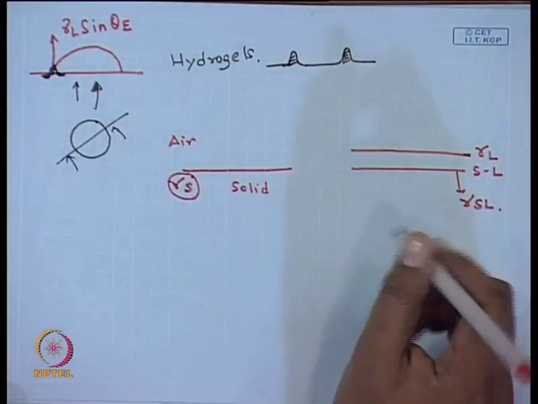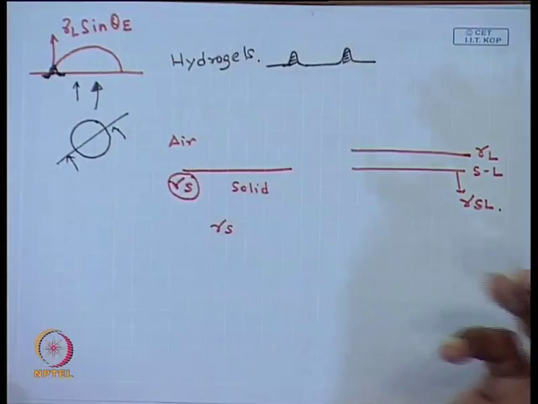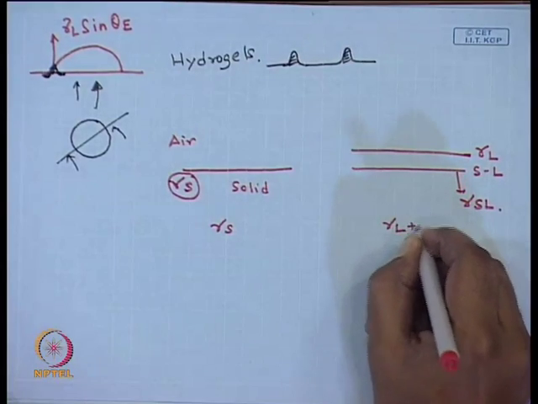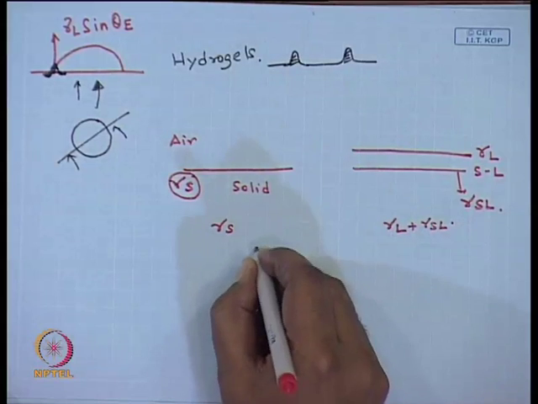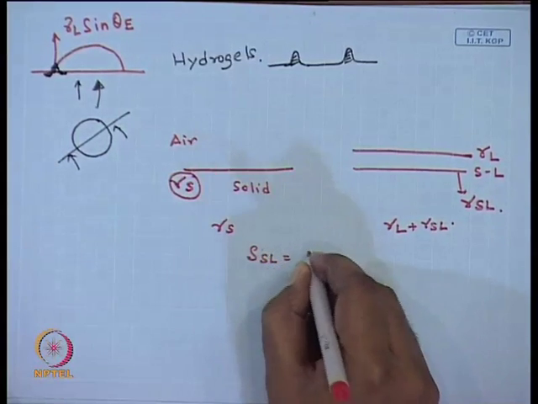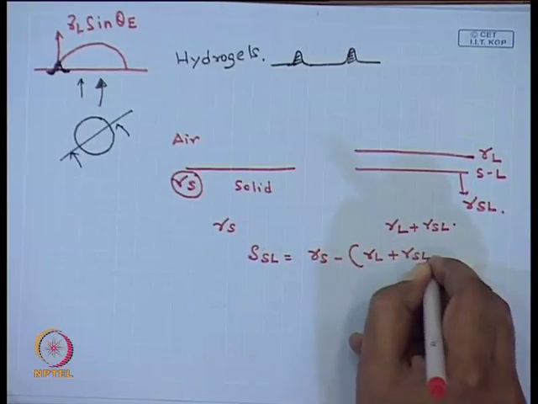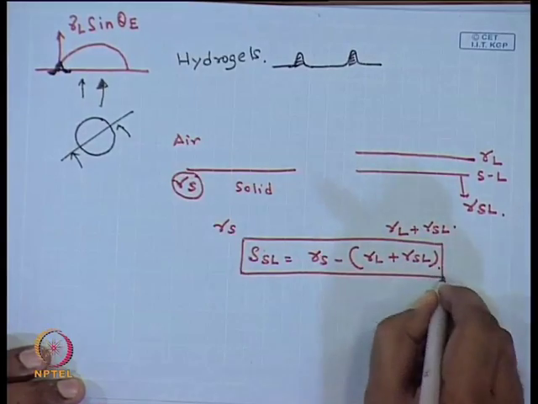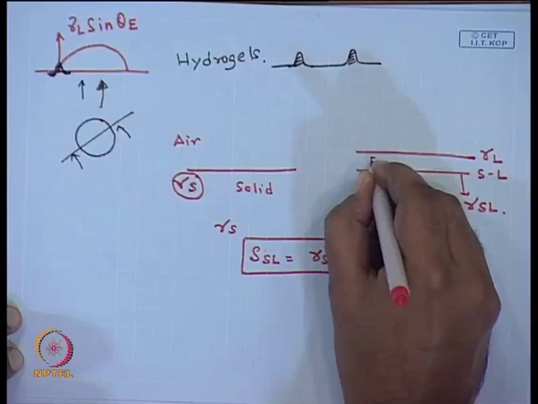For unit area, the total energy was gamma S into A, so for unit area it is gamma S. Here the total energy is gamma L plus gamma SL. So, if you look at the expression for S_SL, it actually gives you the difference in energy before and after coating the film on a surface.